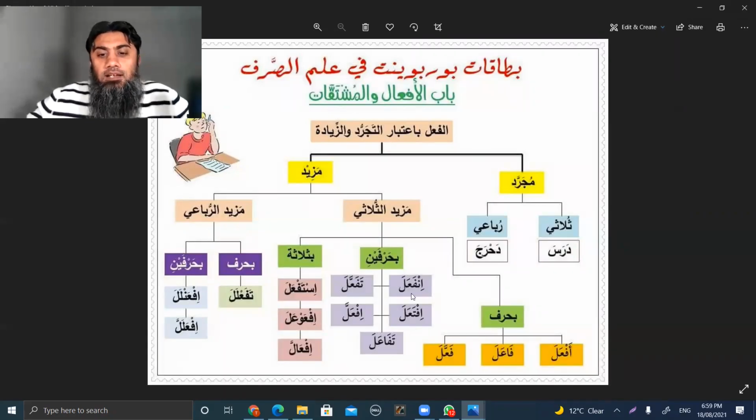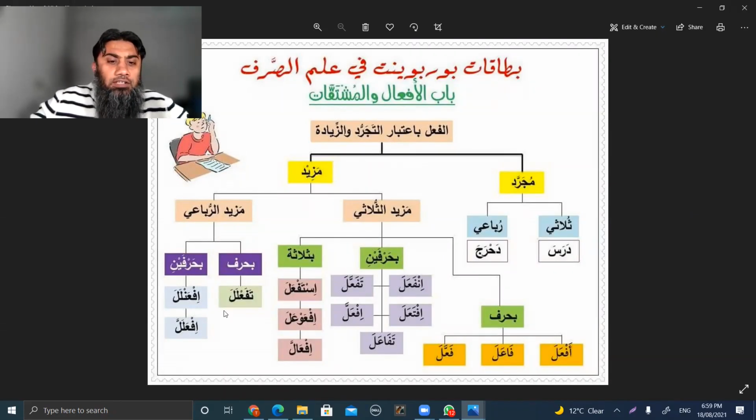Okay, inshallah, I just want to introduce this because from next week, inshallah, we are going to study these things. I just want to introduce the idea. What is this chart? Al-fi'lun bi'itibarin at-tajarrud wa ziyada. Fi'l from the angle of absolute and additional. Tajarrud means absolute. Ziyada means additional. Now, it says that fi'l is divided into two types.